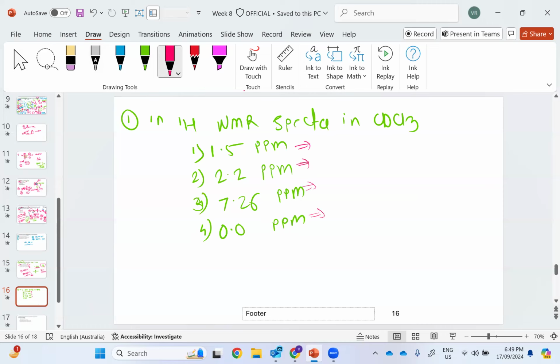7.26. All right, 7.26. Where does it come from? It is a singlet in 1H NMR and a triplet in 13C.